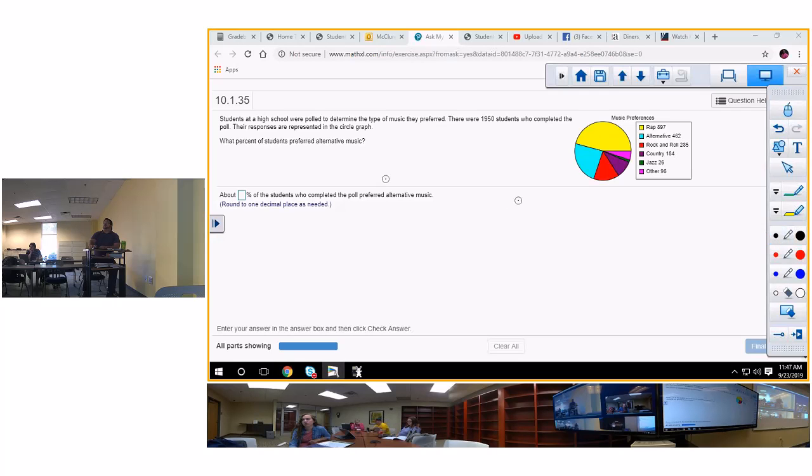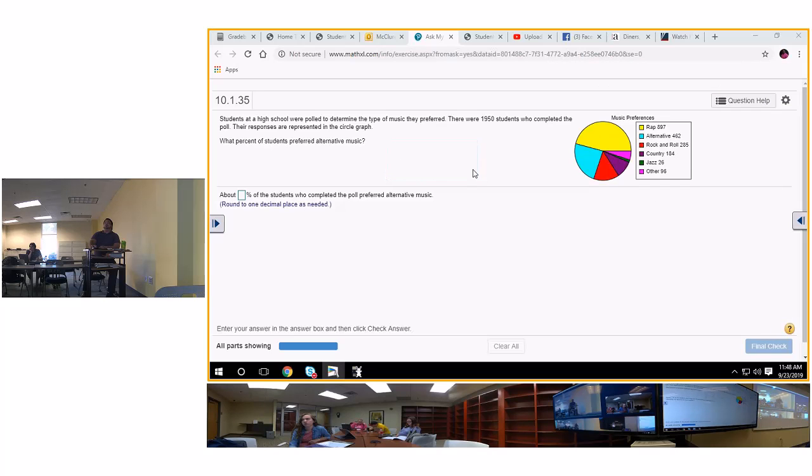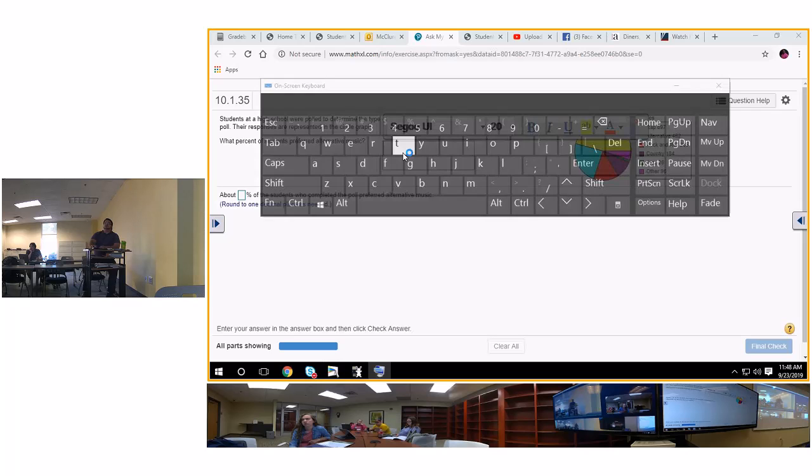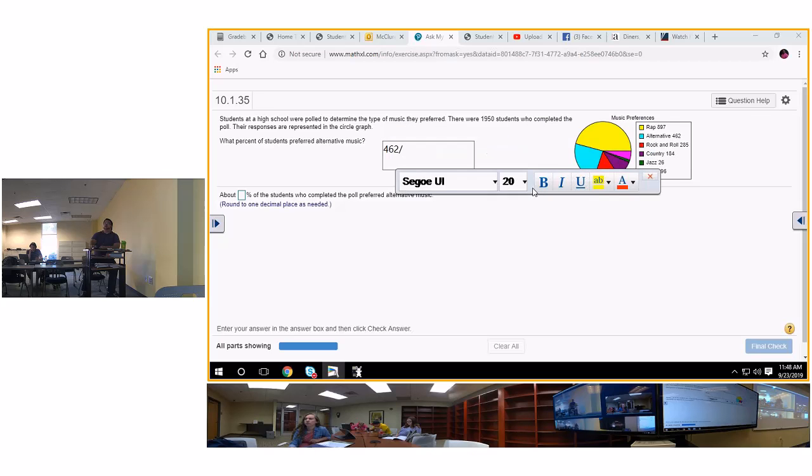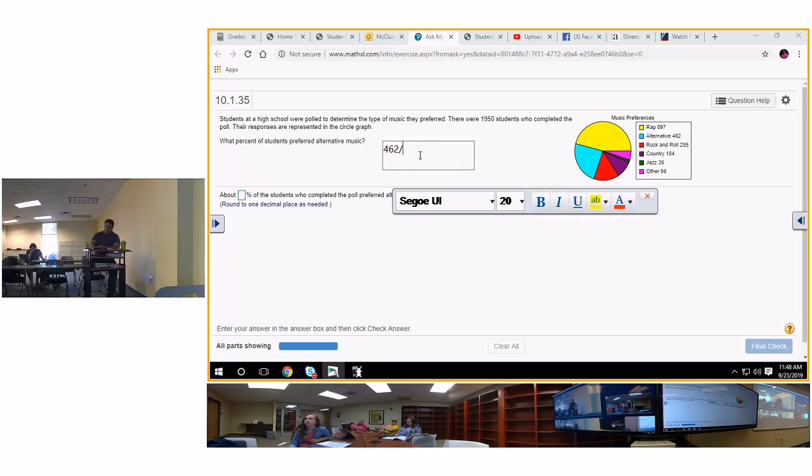So alternative is 462. If I want to find the percentage, I put the small number on top, right? So that'd be 462 divided by what? The total always goes on the bottom. What's the total? 1950. Somebody do that for me? Always take it to 4 digits. Point what? 2, 3, 6, 9. Okay, so that's going to be 23.69%.